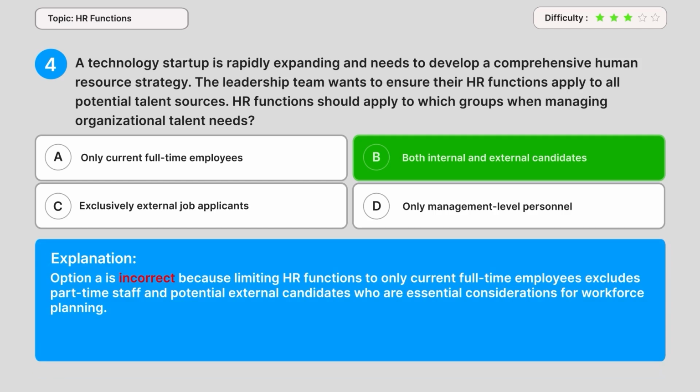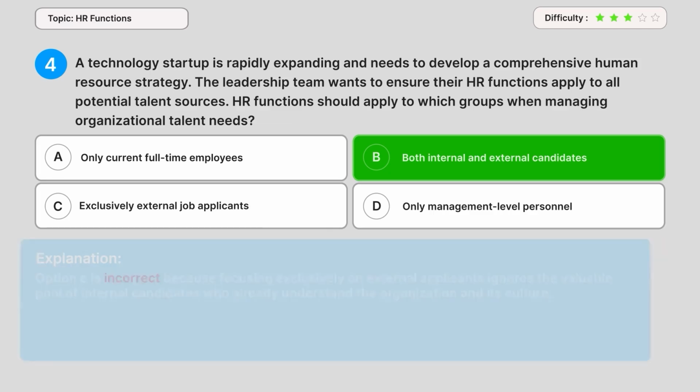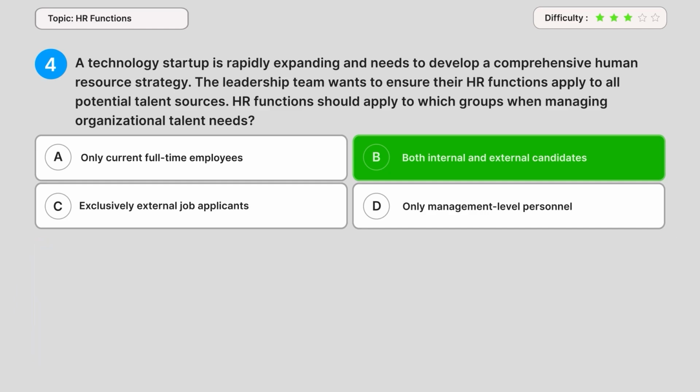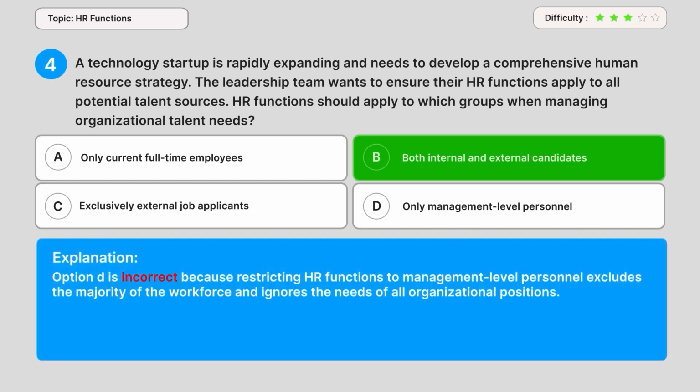Option A is incorrect because limiting HR functions to only current full-time employees excludes part-time staff and potential external candidates who are essential considerations for workforce planning. Option C is incorrect because focusing exclusively on external applicants ignores the valuable pool of internal candidates who already understand the organisation and its culture. Option D is incorrect because restricting HR functions to management-level personnel excludes the majority of the workforce and ignores the needs of all organisational positions.